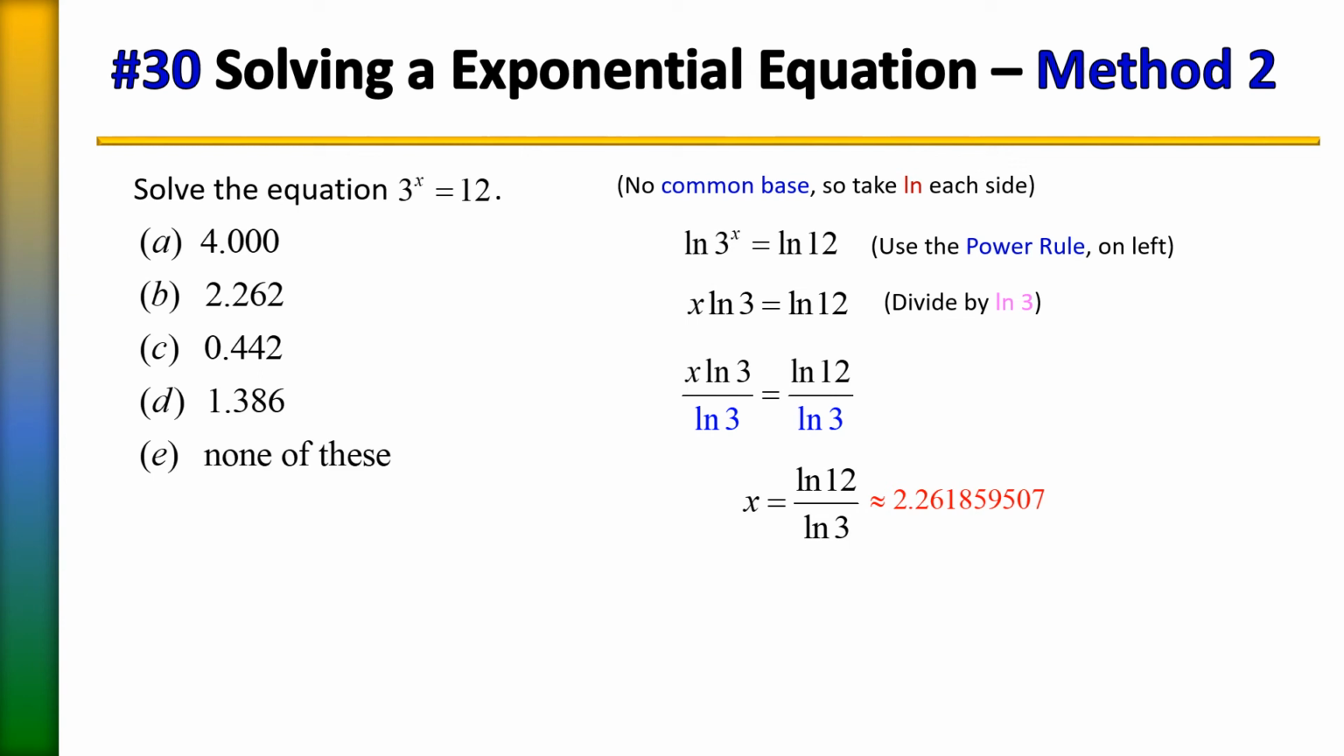Rounding that to 3 decimal places should give you which choice? You got it. B. That is correct.